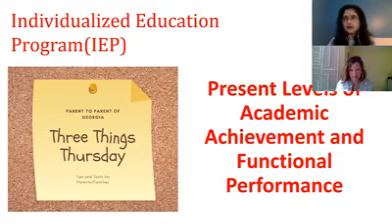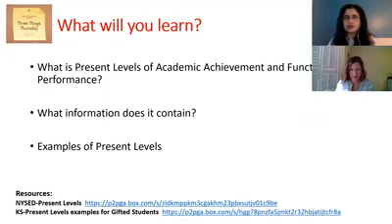I know that's a mouthful. We'll talk about what a present level of academic achievement and functional performance is, what it means, and what information it should contain. And then, just to make it a little more clear, we'll give you a couple of examples of what present levels are. And like we do every week, we have some resources for you.